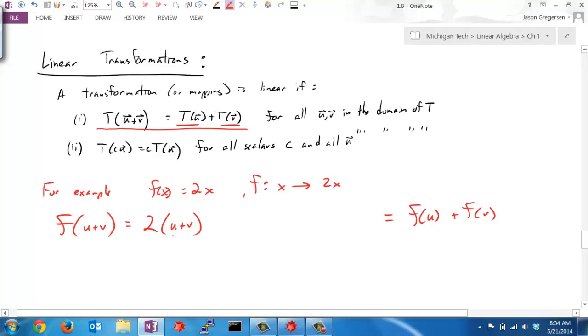I say, oh, wait a second. These are just numbers. u is just a number, v is just a number. I have this thing called the distributive property, so no problem. I can distribute my 2 and say this is the same thing as 2u plus 2v. And then I say, wait a second. 2u, that's just f of u. And 2v is what? f of v. So it's exactly this. Therefore, I've shown that the first property is satisfied. I do the same thing with the second property. I need to show that f of some constant times u is equal to a constant times f of u.